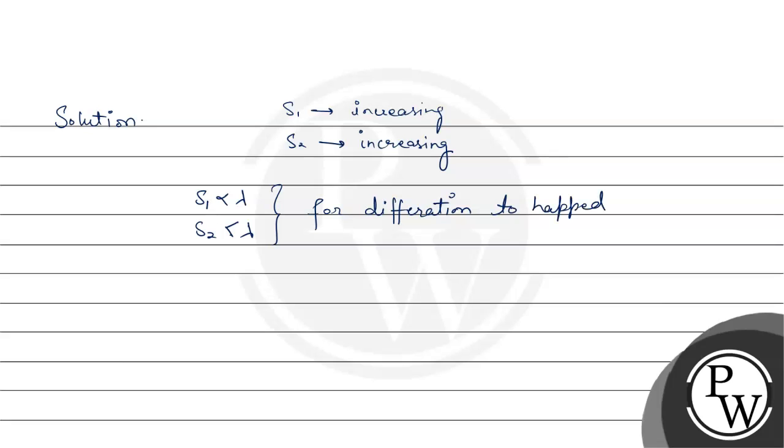Now, as they keep on increasing equally, at a certain time S1 will be equal to lambda and S2 will be equal to lambda, because they are increasing equally. Then the diffraction pattern will be quite blurred, and if we keep on increasing even after this point, then the diffraction pattern will not be obtained. So S1 greater than lambda and S2 greater than lambda.